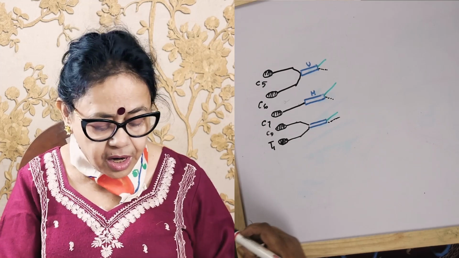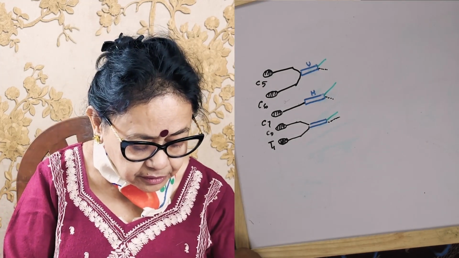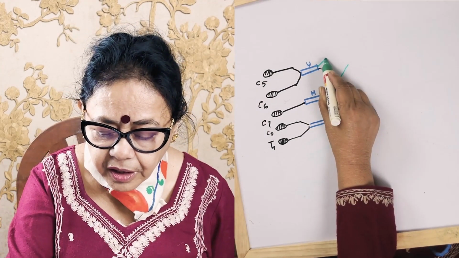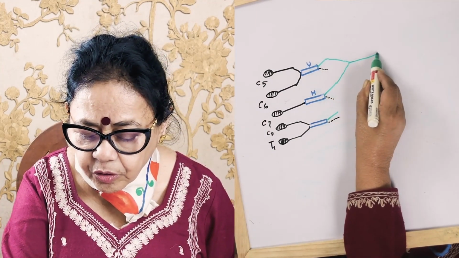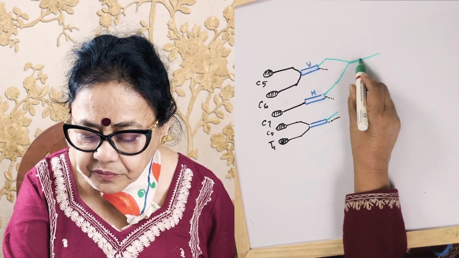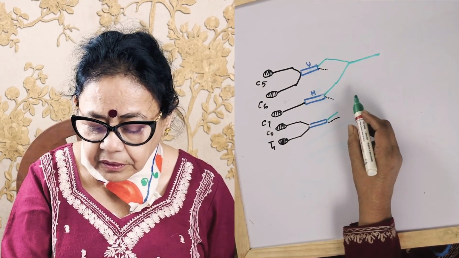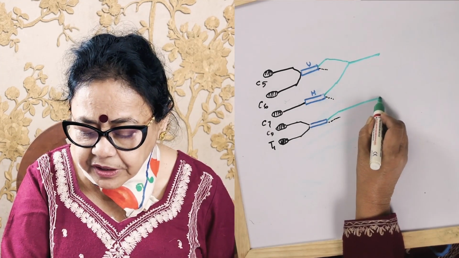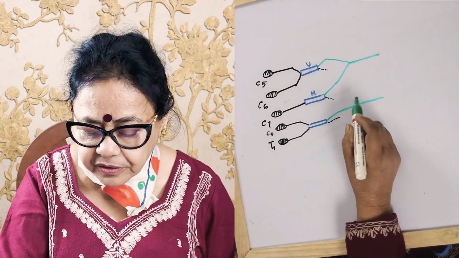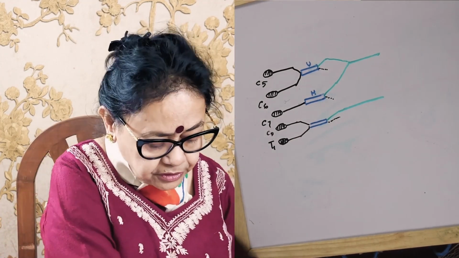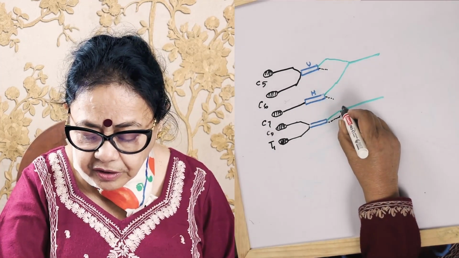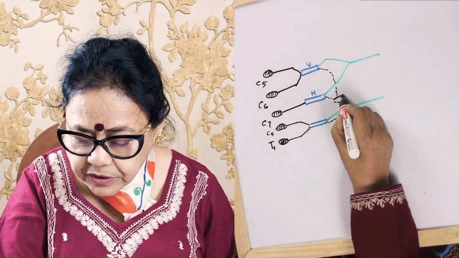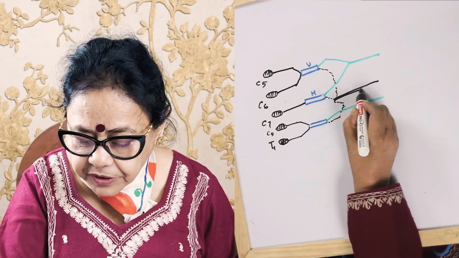Again, of these divisions, the upper two anterior divisions unite and form the lateral cord of the brachial plexus. Next, the anterior division of the lower trunk forms the medial cord of the brachial plexus. And the union of the posterior divisions of these three trunks forms the posterior cord of the brachial plexus.